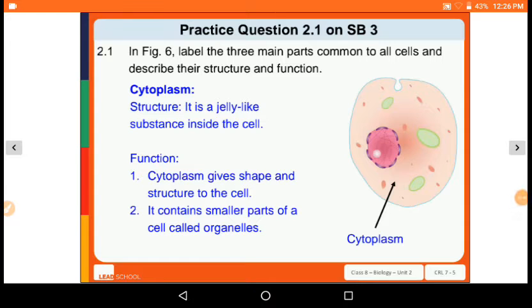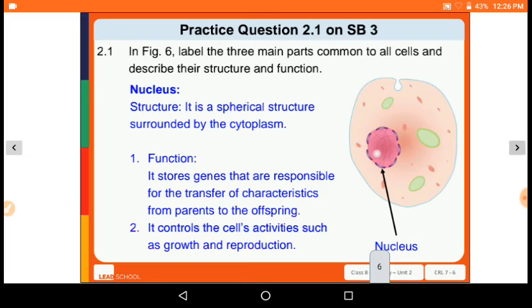Next one is the cytoplasm. Cytoplasm का structure क्या होता है? It is a jelly-like substance inside the cell. Next, function. First, cytoplasm gives shape and structure to the cell. And next, it contains the smaller parts of the cell called organelles.